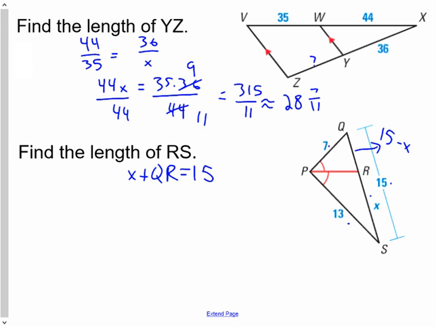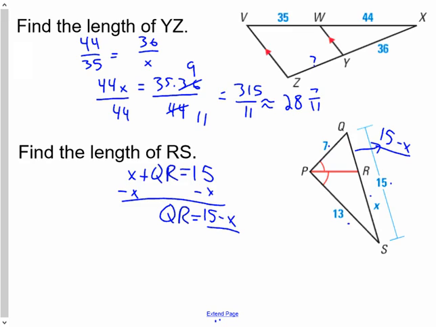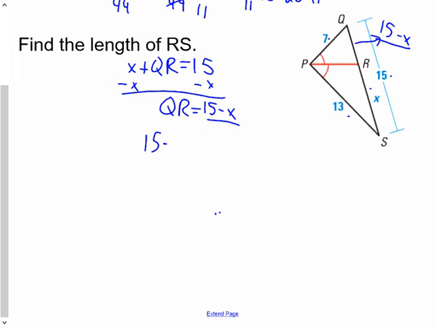If I want to have a value for QR, this is the math I just did, and that's why I wrote that there. But that is only for setting up the proportion. So now, based on that previous theorem, this last theorem here, we can set it up a couple different ways. We will set it up how they had it: 15 minus X over 7 equals X over 13. Cross multiply and divide.